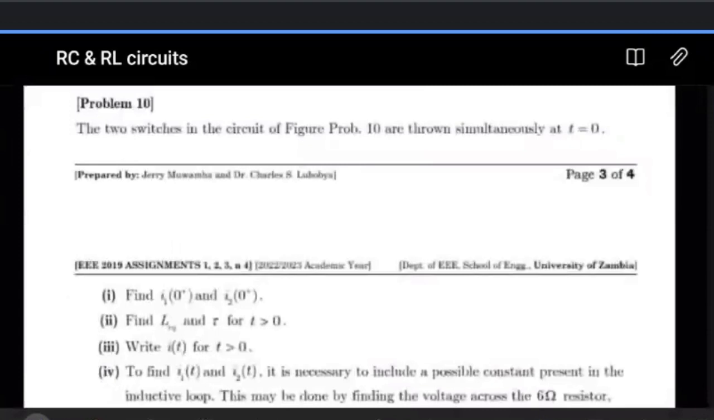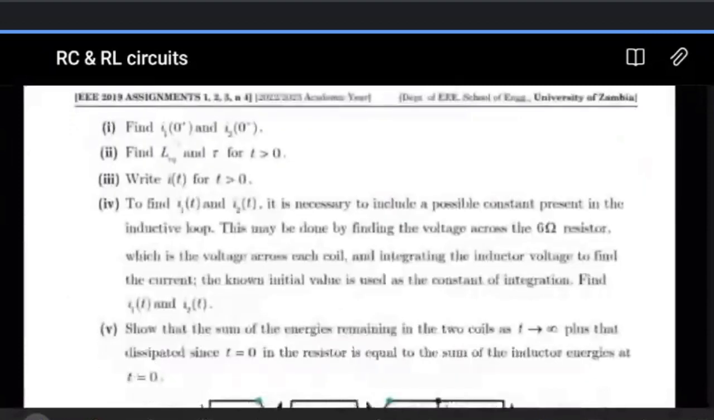Then they want us to find two things for a start: the current I1 for t greater than 0, as in just 0 going upwards, and also current I2 starting from t equals 0 going upwards. In other words, the current just when the switch is thrown. So how do we do that?